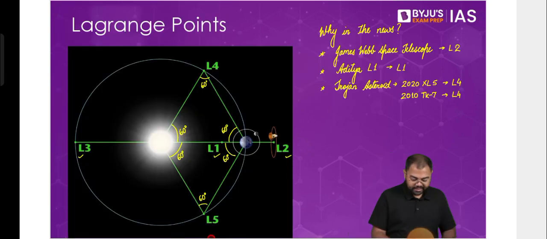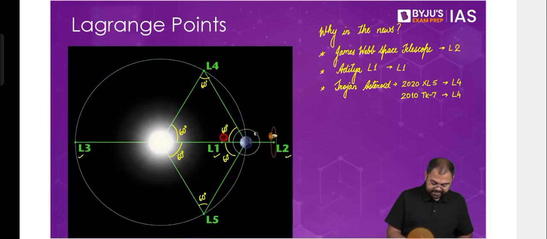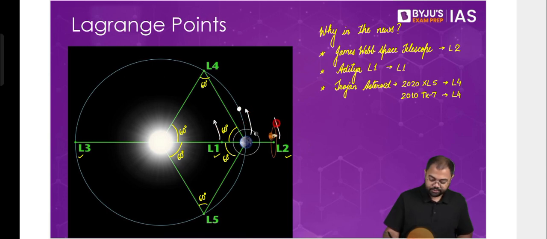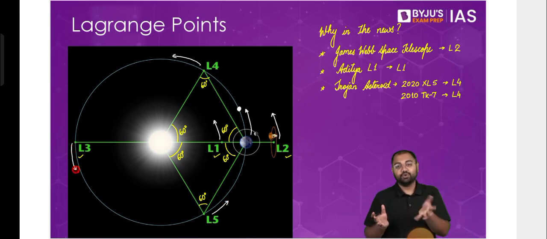So basically what happens here is that you have this point L1. As the earth moves, let's say the earth is here now, L1 also moves here, L2 also moves here, L4 would have moved here, L5 would have moved here, L3 would have moved here. So basically the entire system moves as a whole.